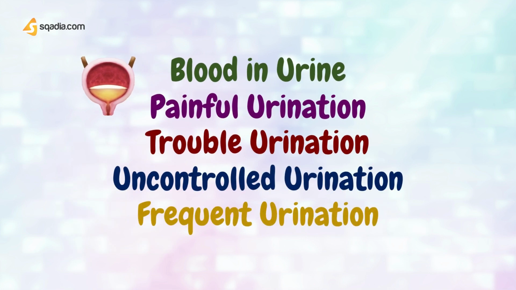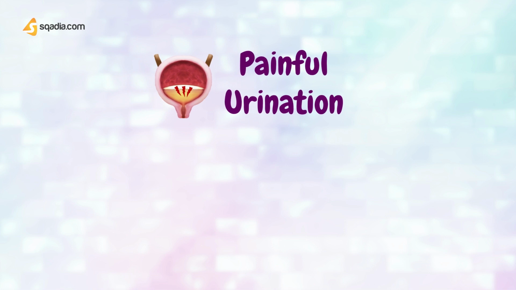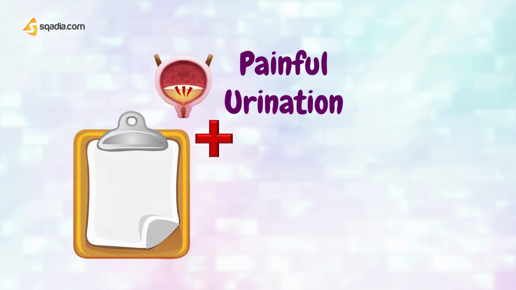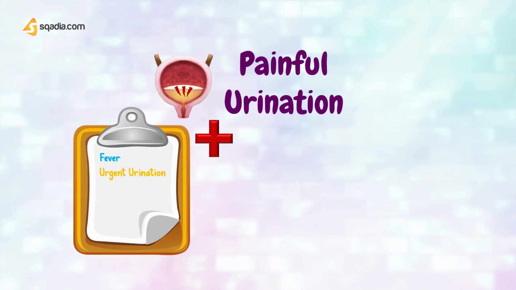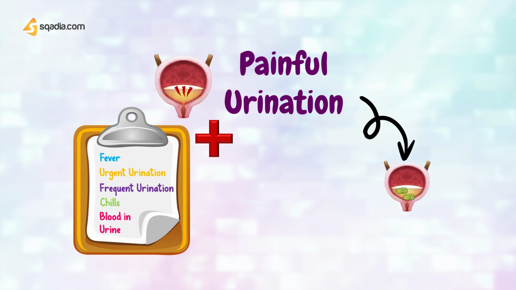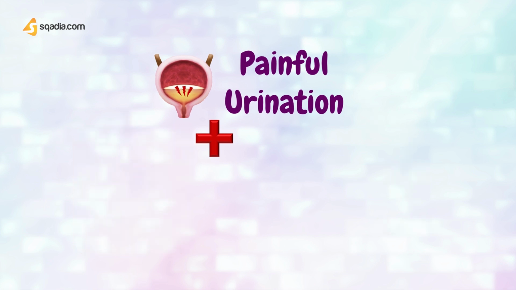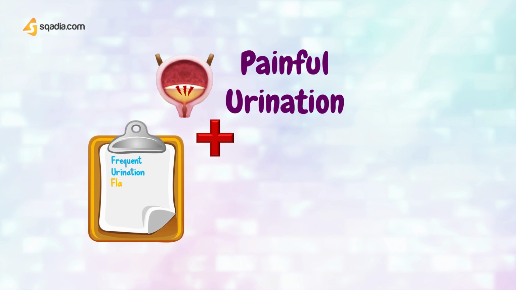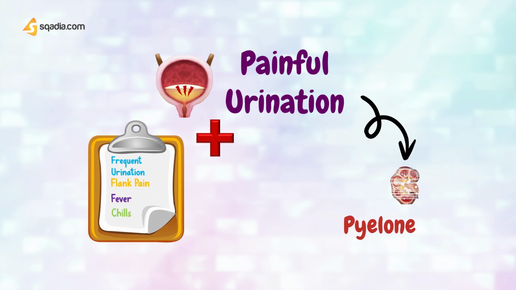Next comes painful urination. Along with that, if the patient has fever, an urgent need to urinate, frequent urination, chills, sometimes blood in urine, then the patient may have cystitis, which is infection and inflammation of the bladder. If the patient has frequent urination, flank pain, fever, and chills, then they are suspected to have pyelonephritis, which is a kidney infection.